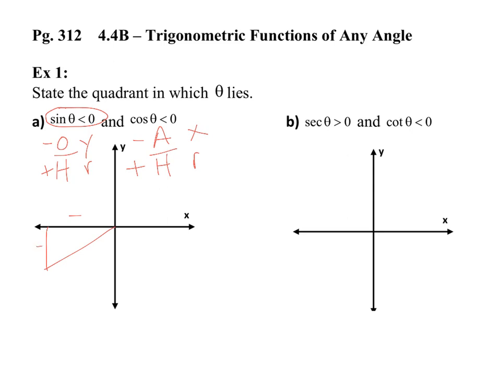X value is negative, y value is negative. You're in quadrant 3. That's all there is to it.